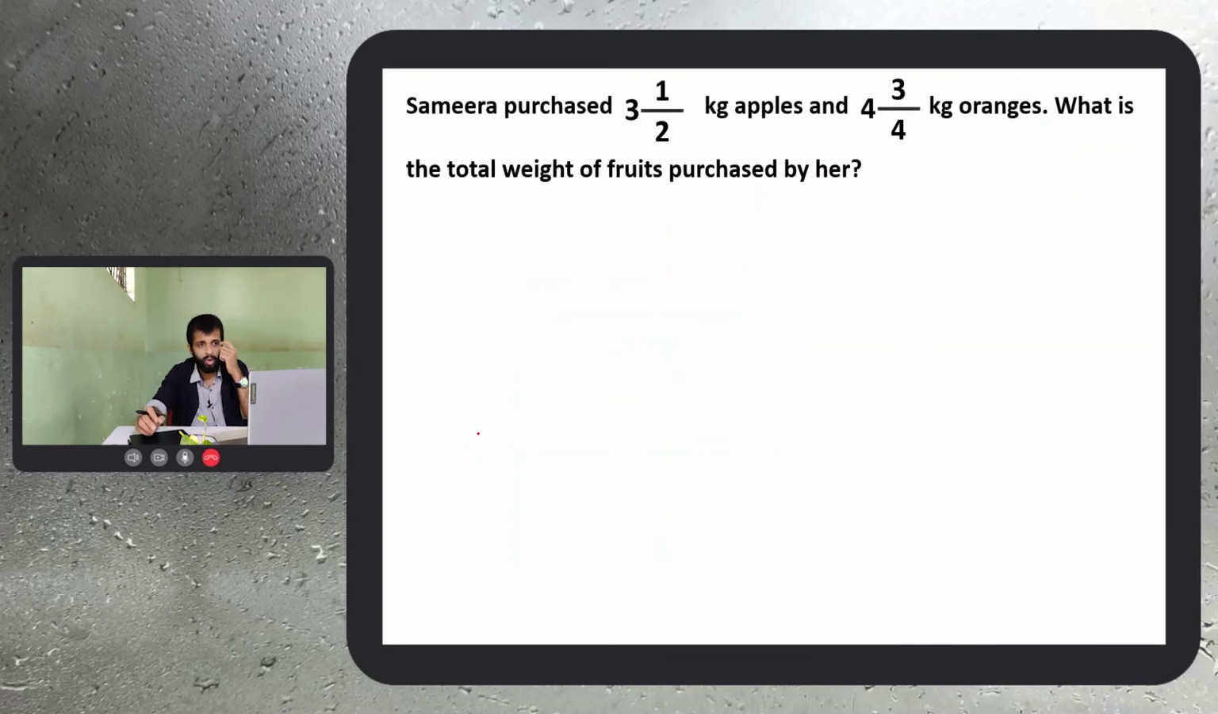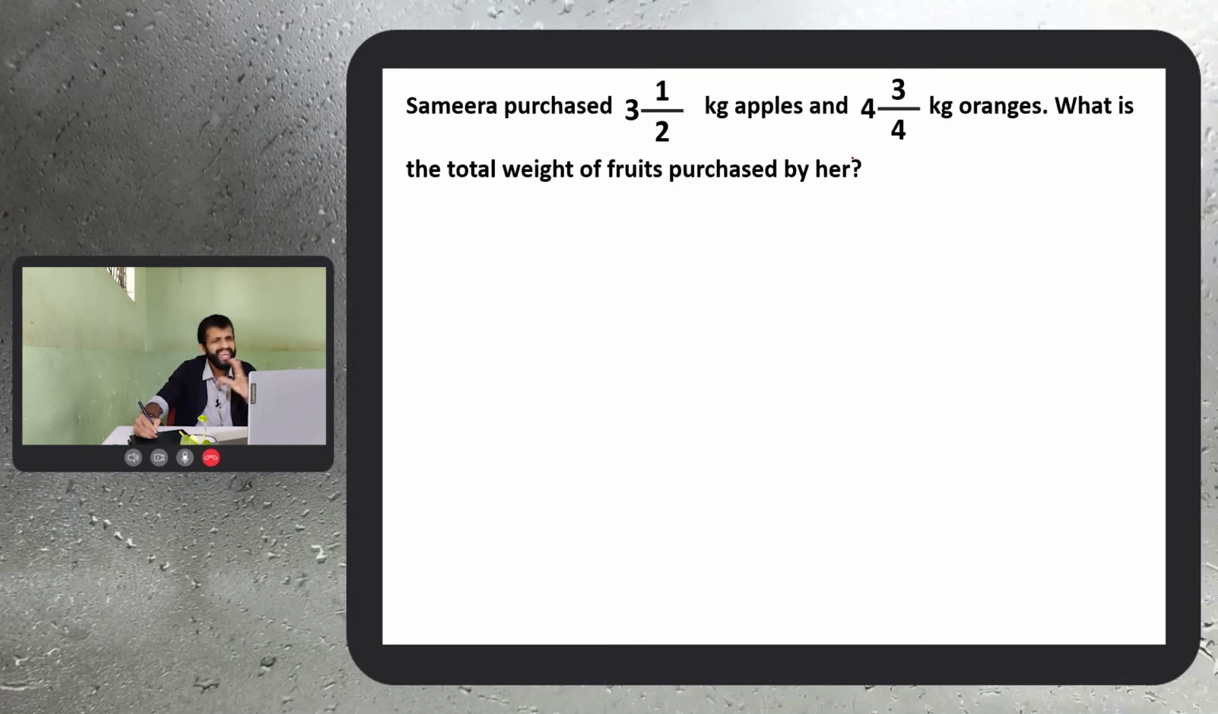Next part, so all we have done is added the mixed fractions in a statement. So let us try and understand what it says. Seema purchased 1 upon 2 kgs of apples, or so I can say it's a mixed fraction, and 3 upon 4 kgs of oranges. What is the total weight of the fruits purchased by her?